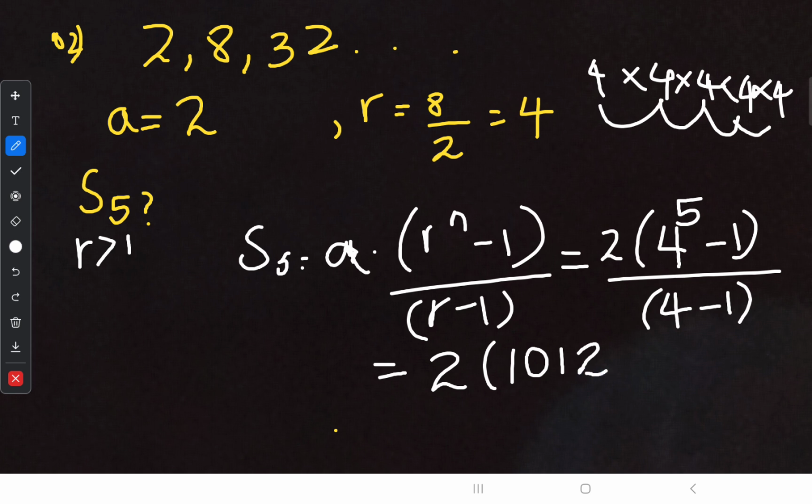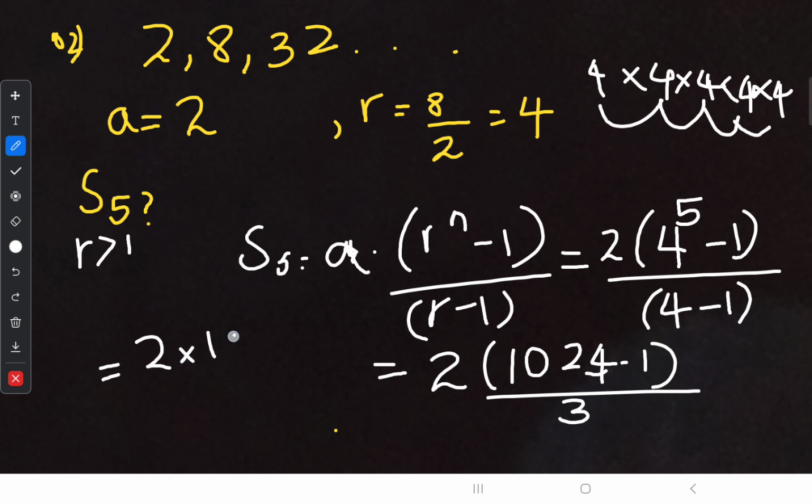256, 1024. Sorry, it's 1024. Minus 1 upon 4 minus 1, it's 3. Okay, 2 into 1023 is 1023 upon 3.